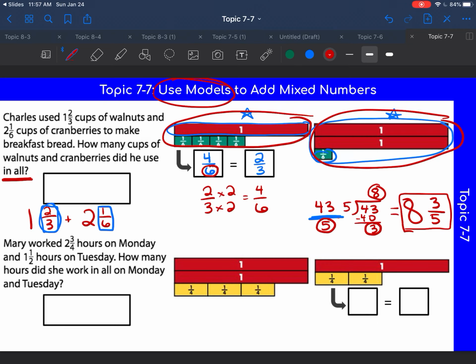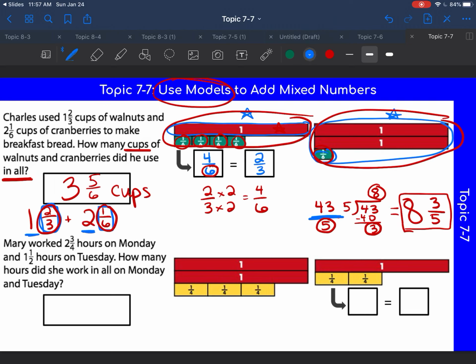So this is the first group of walnuts, and this is cranberries, and now we're going to add them together. So how many total wholes do we have? We have 3 wholes, and then how many total sixths do we have? We have 1, 2, 3, 4, 5, 6. So our final answer is 3 5/6, and then we need a unit, which is cups. So 3 5/6 cups. All right, so that's an example of just making a common denominator with the fractions and then adding the whole numbers and adding the fractions. And that's what we do when we add mixed numbers. We just add the whole numbers first, and then we add the fractions.